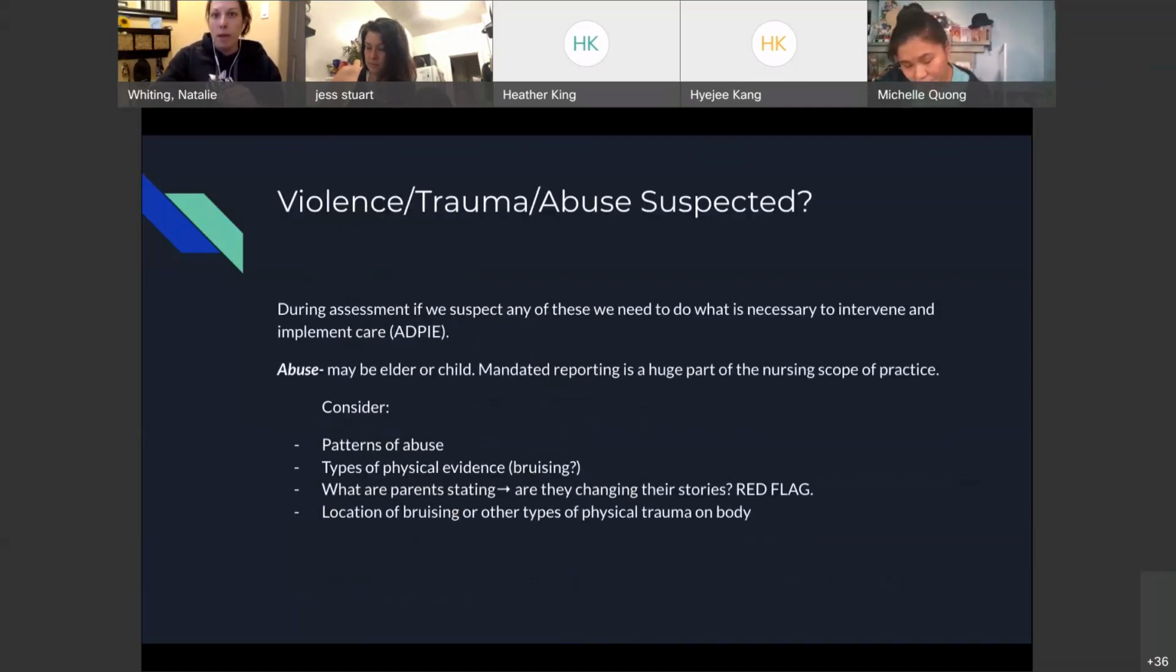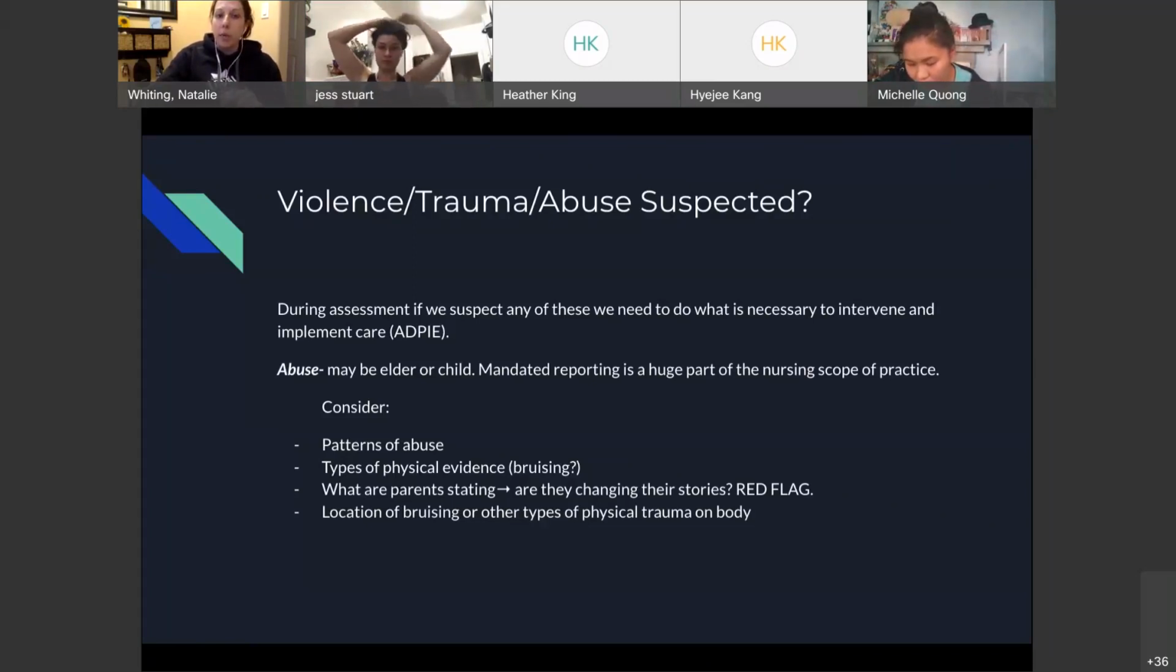So violence, trauma, and abuse suspected. During the assessment, if we suspect any of these, we need to do what is necessary to intervene and implement care as part of the nursing process, right? ADPI. Abuse. It may be elder or child. It's not limited to that. But that's what we're going to be most concerned about because we are mandated reporters. And that's a huge part of the nursing scope of practice, being a mandated reporter.